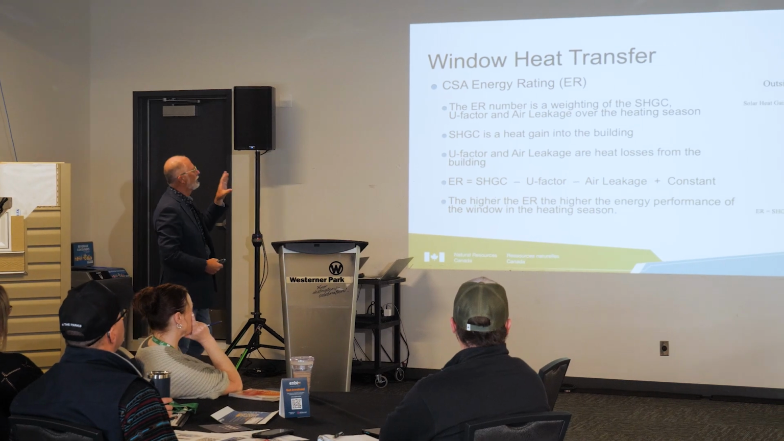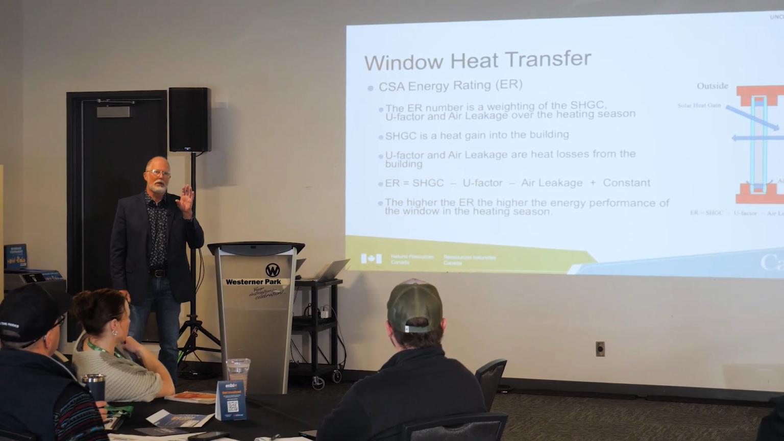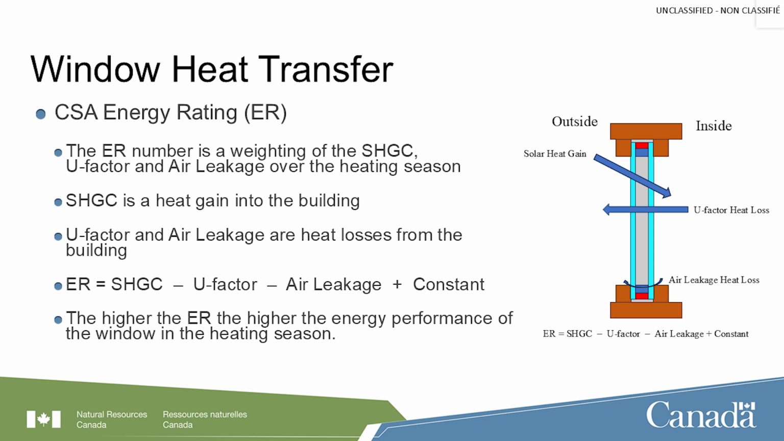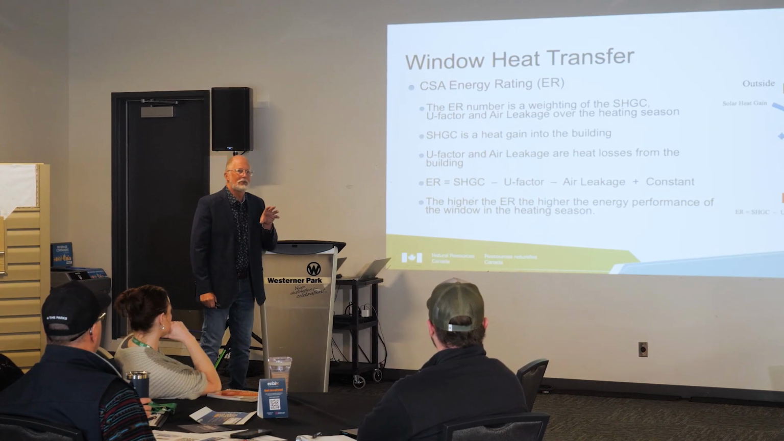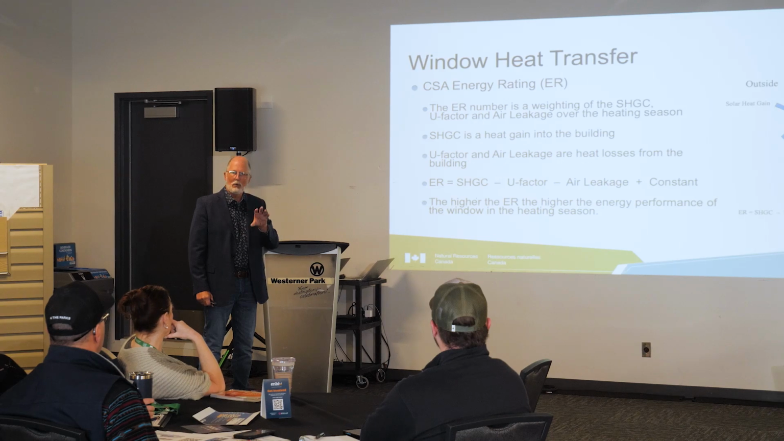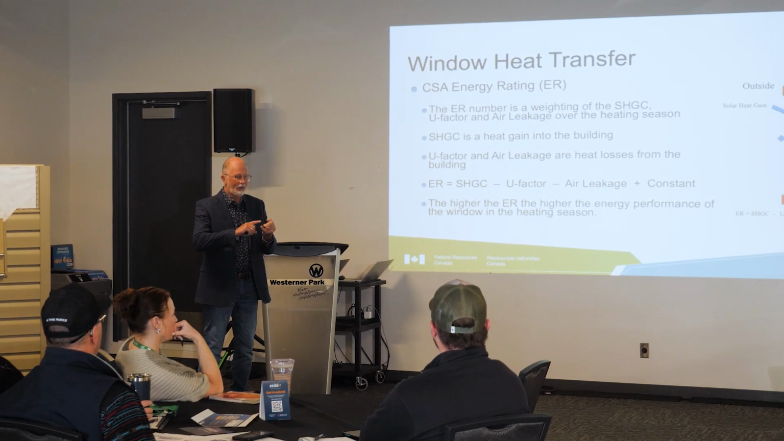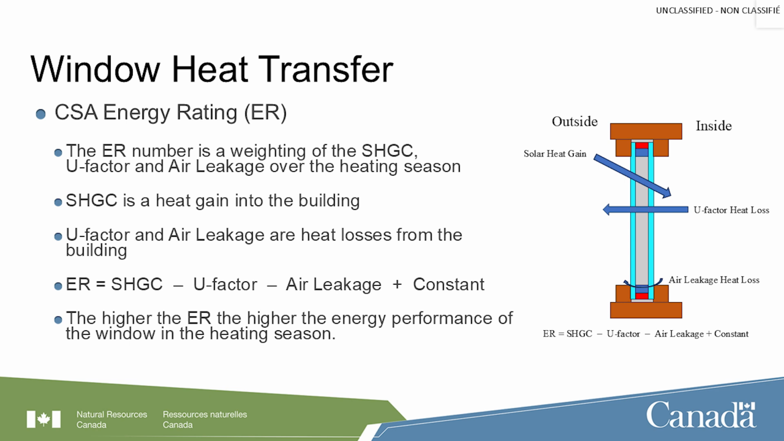Okay, so in terms of window heat transfer, maybe when you bought windows, maybe on the window schedule, you've noticed it's got an ER rating, right? So it's an energy rating. It's used by CSA to determine in cold climate how effective your windows are at several things. So for instance, if you look down here at the bottom, the ER rating is basically solar heat gain times a constant, which isn't shown in here, minus the U factor times a constant, minus air leakage at 75 pascals, plus a constant.